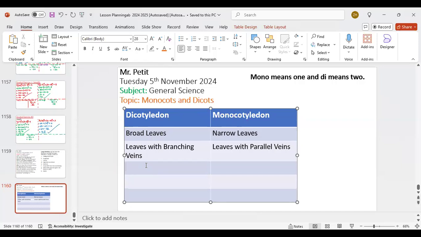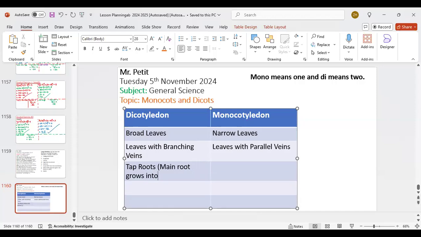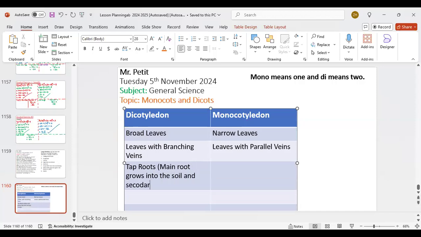Next, their root system. So the root system of dicotyledons, they have taproots, okay? Now taproots means that you have a main root, right? It grows into the soil, and secondary roots branch from it. I think I know the name for the next one. What's the next one? It's either fibrous or fiber or something.